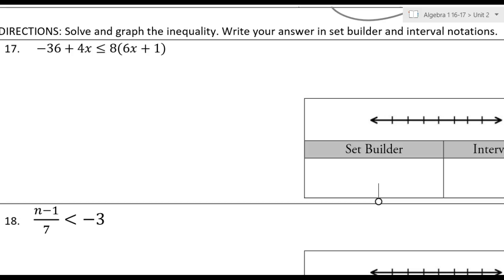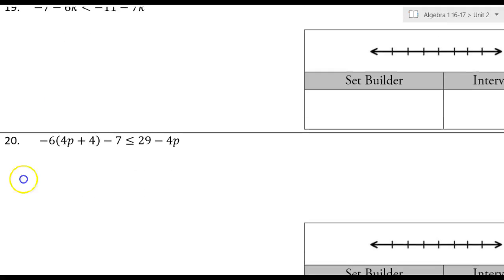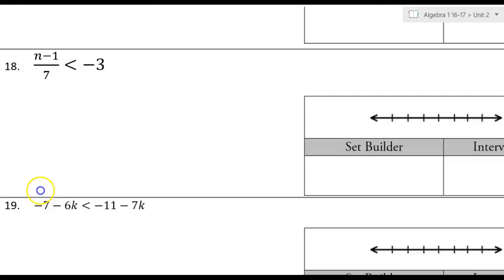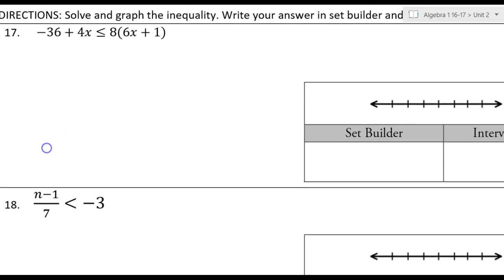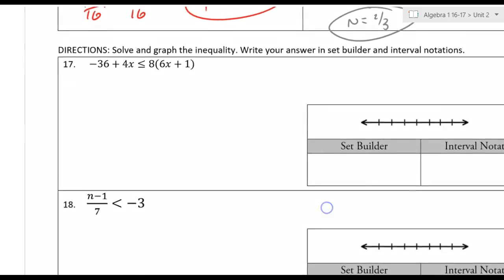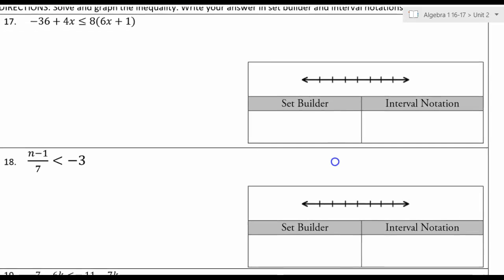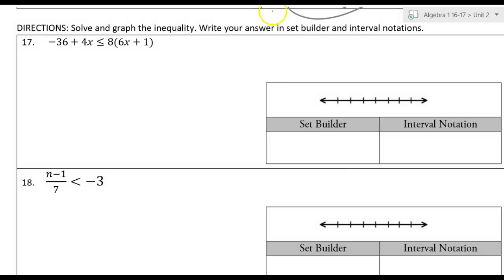Okay, this video is going to be continuing with the Algebra 1 Unit 2 review. We're going to do 17, 18, 19, and 20 here. We're going to do all of the inequalities at once, okay? So in these problems, they want us to not only solve the inequality, but then we're going to graph it, set builder, interval notation. So the most important thing is just solving it.